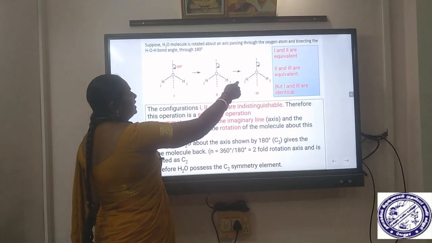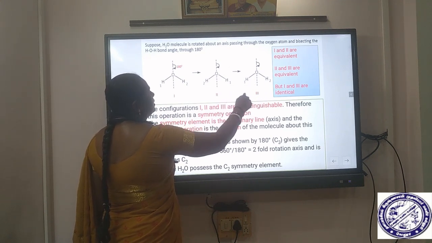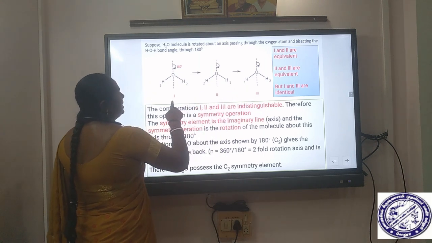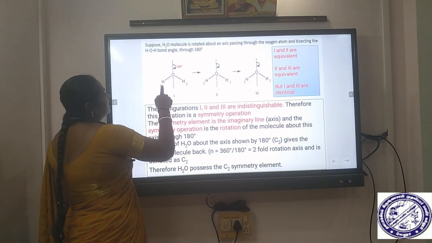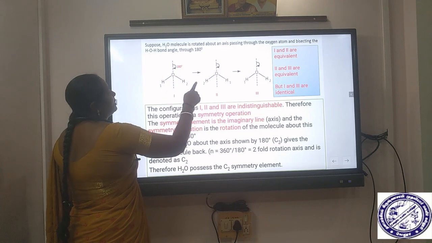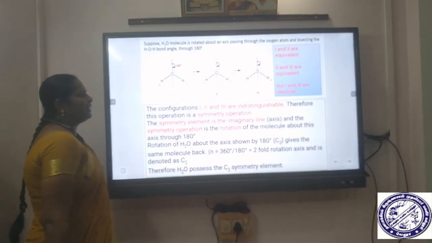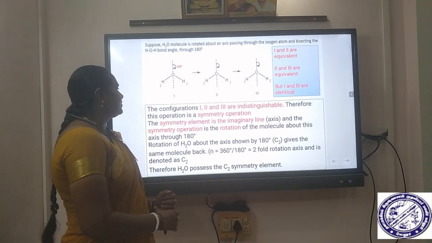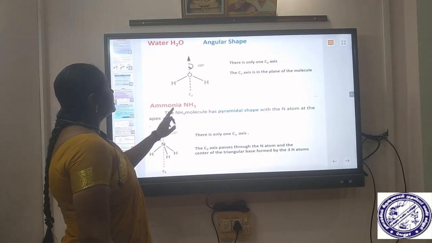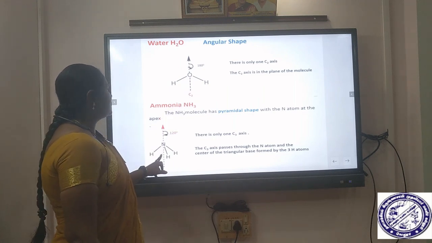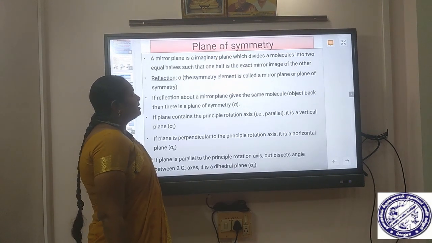Again doing a 180 degree rotation, we get another structure where 2 and 3 are equivalent, but on comparing 1 and 3, they are identical. For our convenience, we are labeling the hydrogens as 1 and 2. While performing a 360 degree rotation, we get the hydrogen in the same place. This is called a proper axis of symmetry. This molecule has a C2 axis, and another example, ammonia, has a C3 axis.